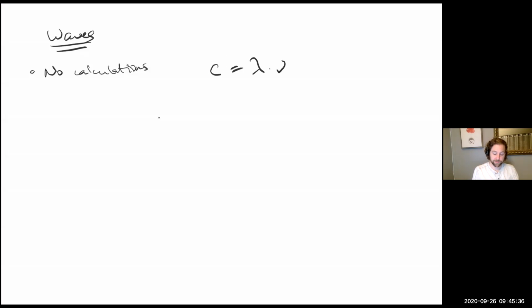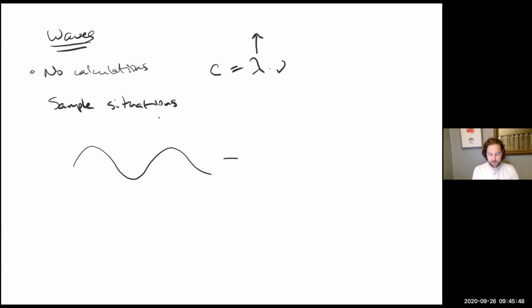So if wavelength increases, so you have a wave and then you increase the wavelength, what happens to the frequency? Well, as a result, an increase in wavelength is going to have a lowering or a decrease in frequency.